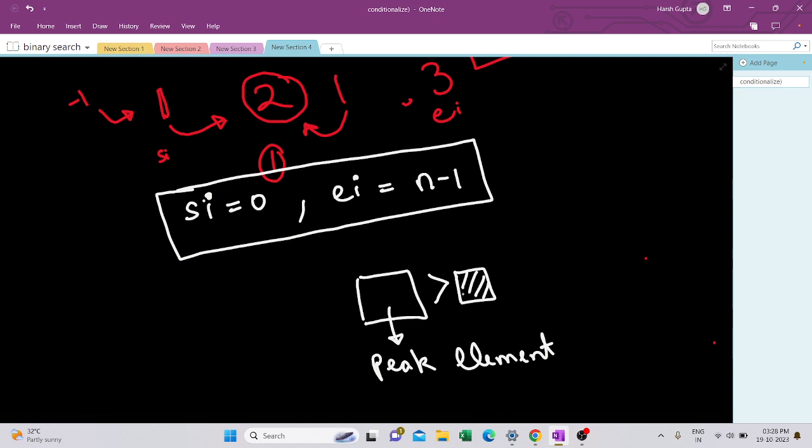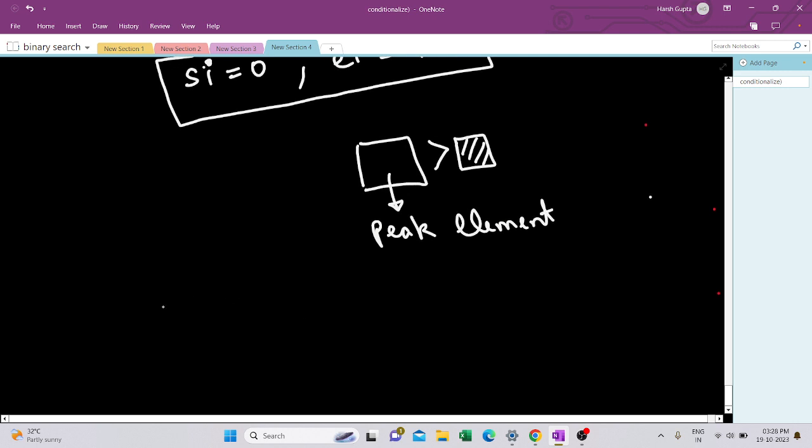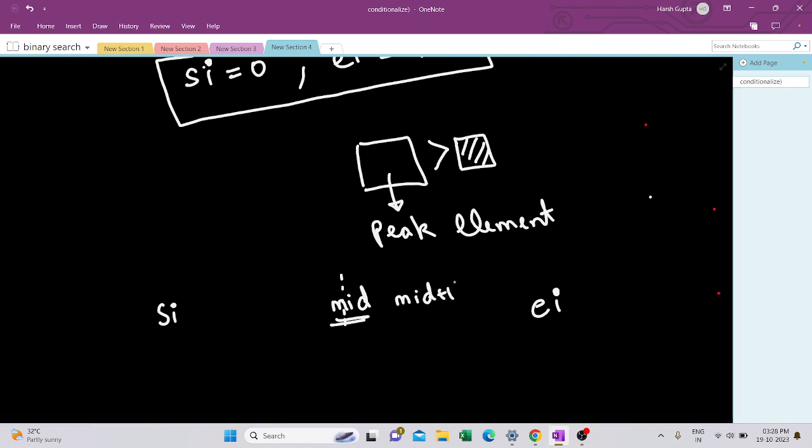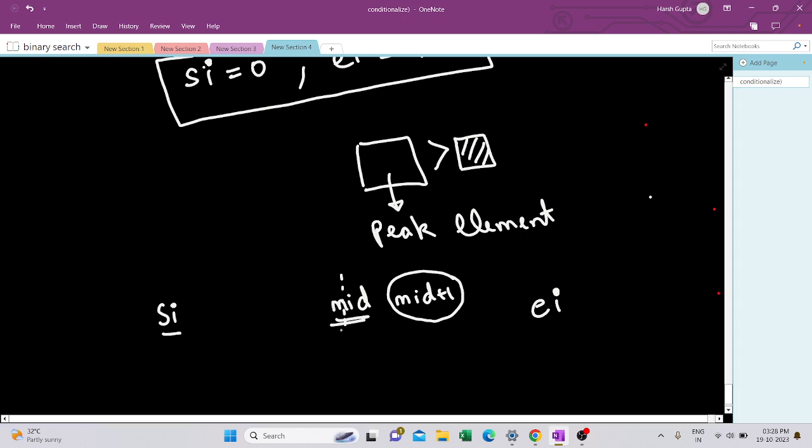So the logic we are going to apply is: let's suppose our answer lies between the starting index and the ending index, and we encounter a mid, and let's suppose this mid value is greater than the value at mid plus 1. So what we can say is that a possible final answer lies between the starting index and mid. How can we say that?